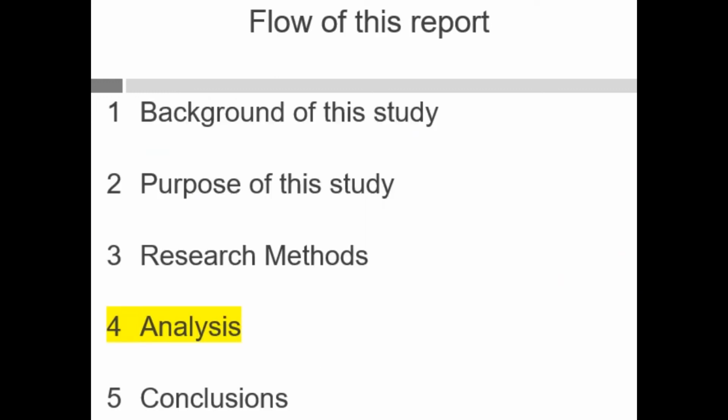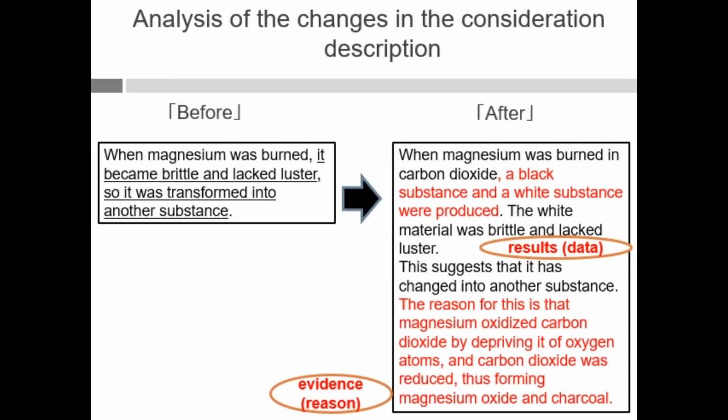This section describes analysis. An example of the consideration description before and after the rewrite is shown. Before the rewrite, the consideration description related to one of the results, data: it became brittle and lacked luster, and the claim, conclusion: it was transformed into another substance was found.